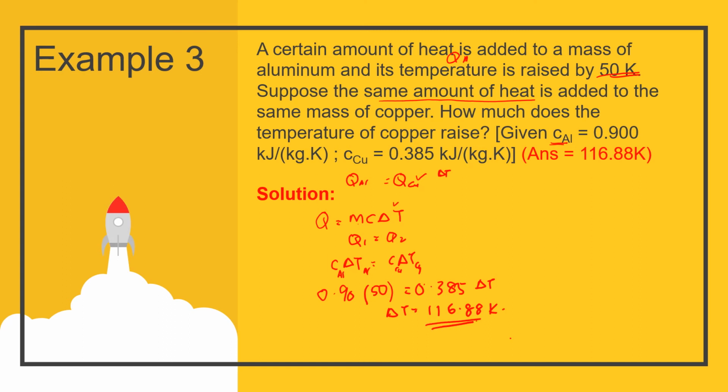Kenapa you tak perlu cari nilai M? Sebab dia dah cakap kat sini, mass pun sama. So, maksudnya M untuk aluminium sama dengan mass untuk copper. Sebab tu you tak perlu cari mass. You boleh cancel out lah that mass.